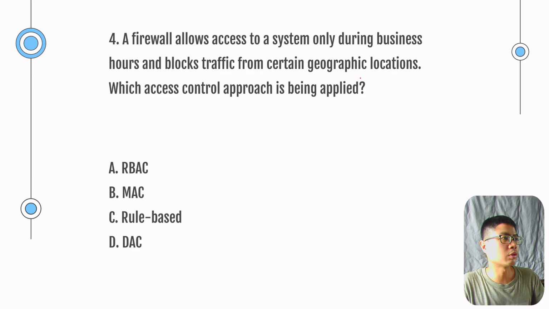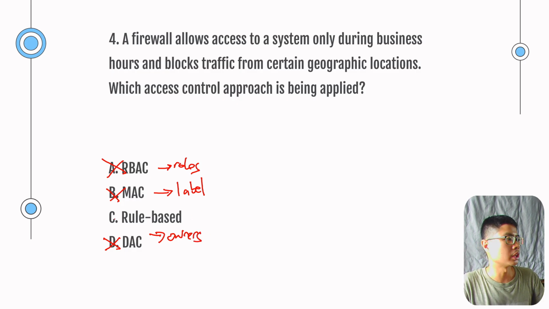Question 4. A firewall allows access to a system only during business hours and blocks traffic from certain geographic locations. Which access control is being applied? Okay, so this is definitely not RBAC. There are no roles involved here. This is also definitely not MAC, so we are not actually classifying or labeling the documents. And it's not DAC as well, because the owners are not the ones granting access.